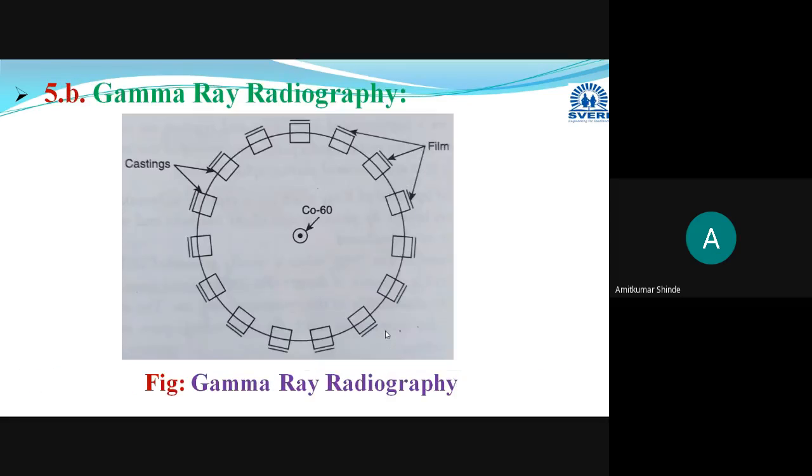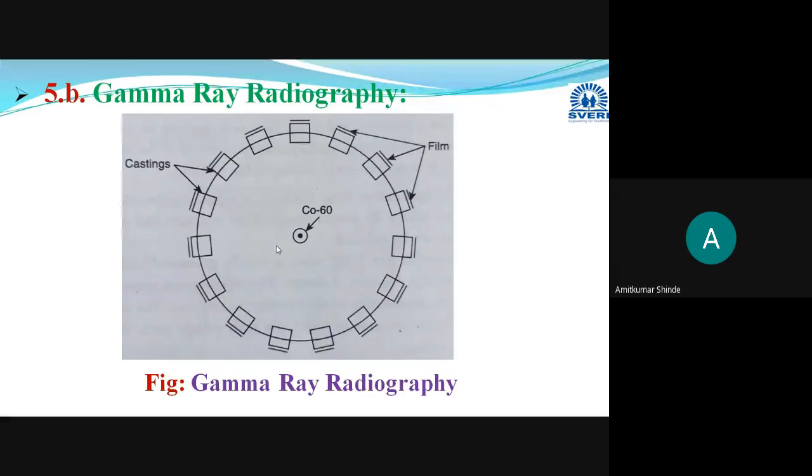And after that, this is one extra diagram you can add here. This is a very simple diagram. Now, what changes are there? This is the setup for that radiography. This is the big difference between gamma ray radiography and X-ray radiography. What is the difference here?